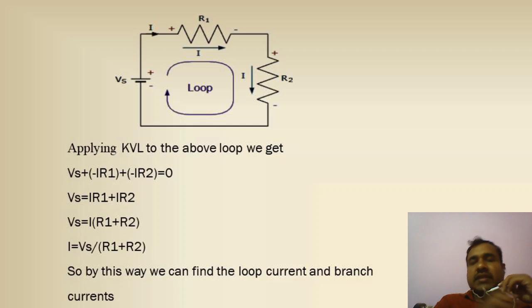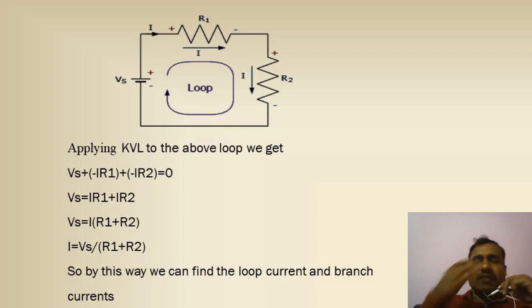Similarly, in the resistance R2, what is the value of voltage drop? Since I am moving from positive terminal to negative terminal, again I will take it as minus, and voltage drop is equal to I into R2. So in the equation you can write that Vs minus I R1 minus I R2 is equal to 0, or Vs is equal to I R1 plus I R2, or I is equal to Vs by R1 plus R2.